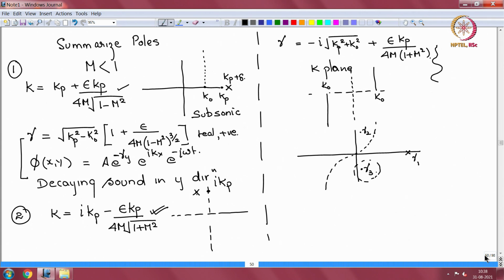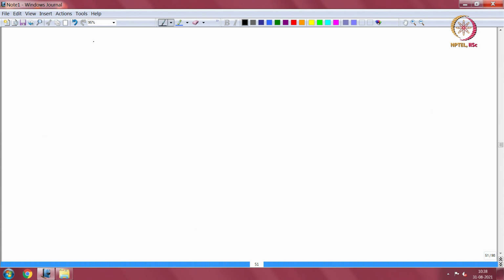Then for m greater than 1, first we have k equal to k0 plus epsilon squared kp divided by twice m cube into m fourth minus 1 whole squared. Okay, m greater than 1, we are in the supersonic beyond coincidence, so k0 is higher. Now this correction is further higher.